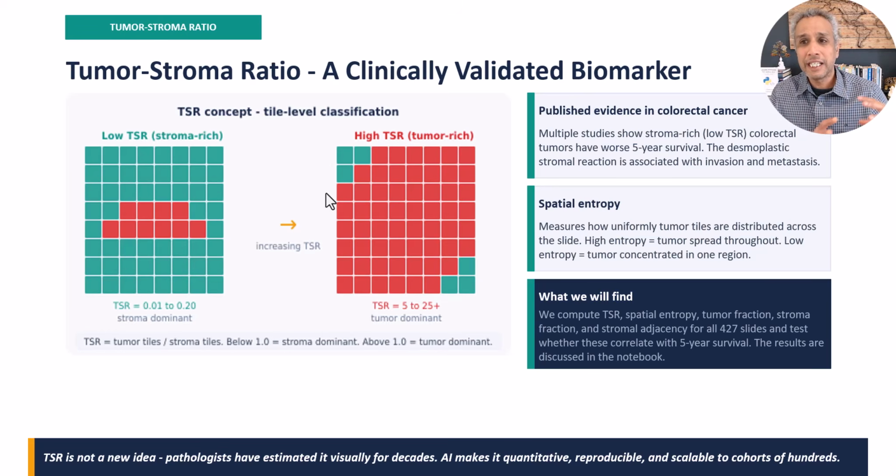And stromal adjacency is another one. It is intended to measure how much stroma is in direct contact with tumor. We'll discuss an honest problem that we run into later on. We'll not discuss the actual results here. Let's jump into code and then discuss the results over there. But there is an issue that we'll talk about in terms of extracting some information here.